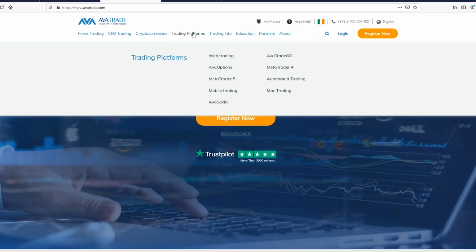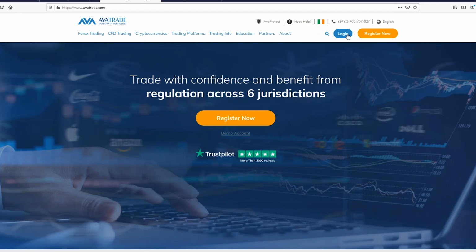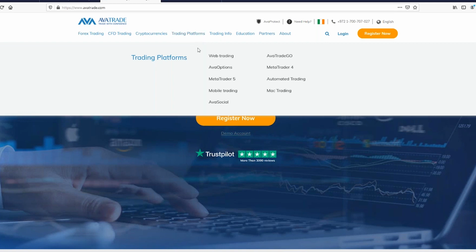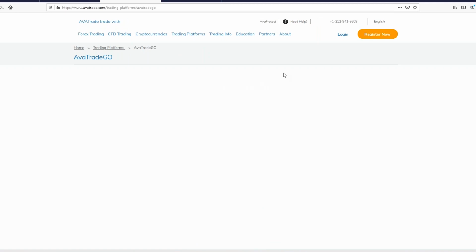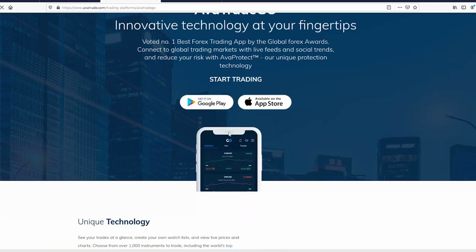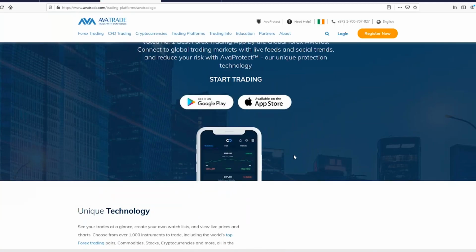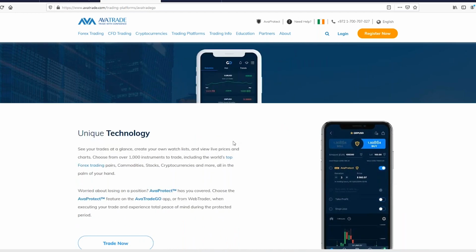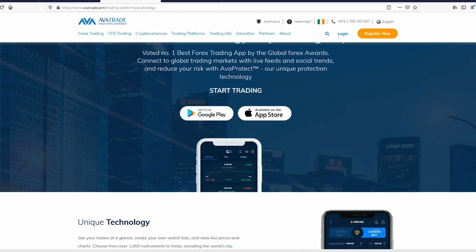And for mobile, you can either log in here. The web trader works fine on your mobile as well. Or you can download our mobile app, which is AvaTrade Go. You just point at trading platforms and AvaTrade Go. So you can get it from either of the main app stores, and it has all of the features that I'm about to show you that's in our web trader as well.